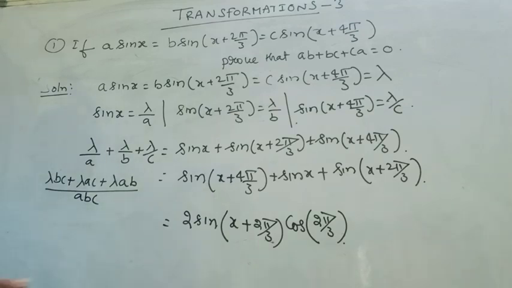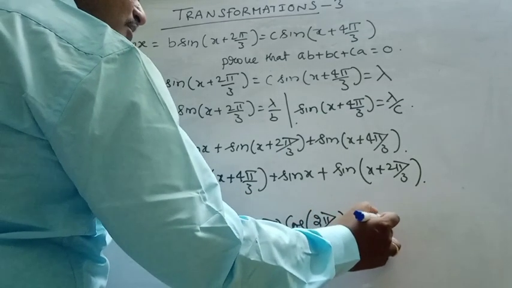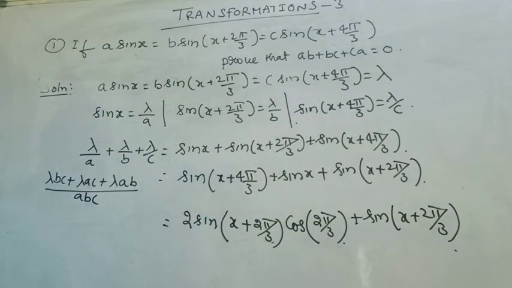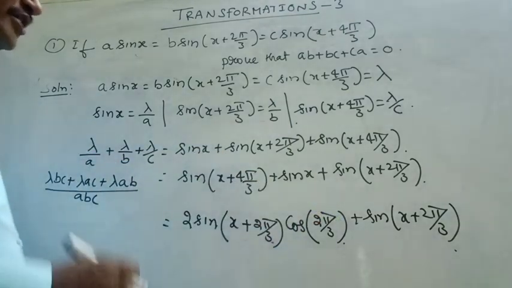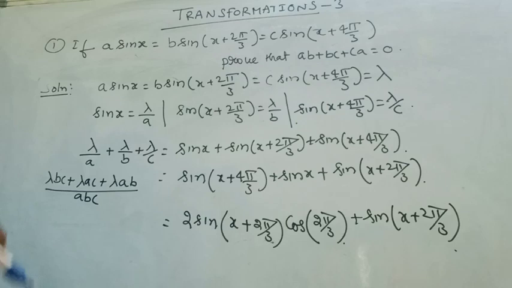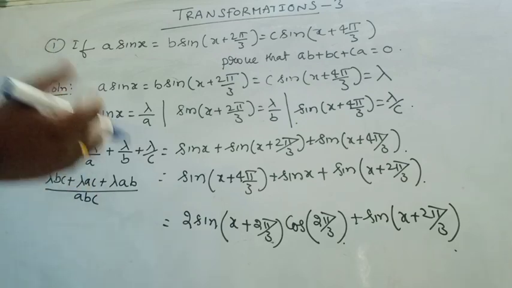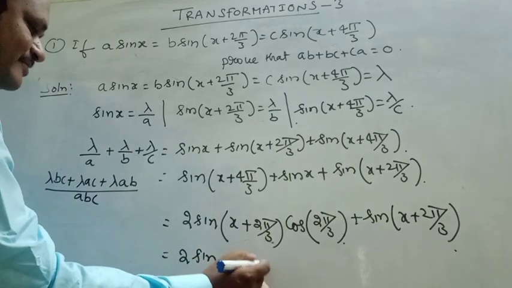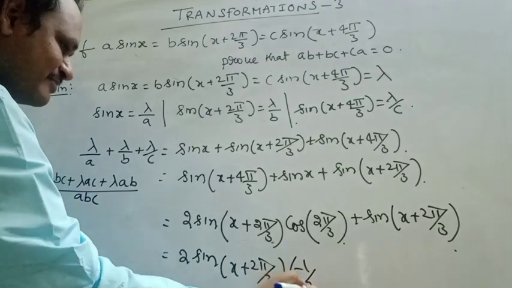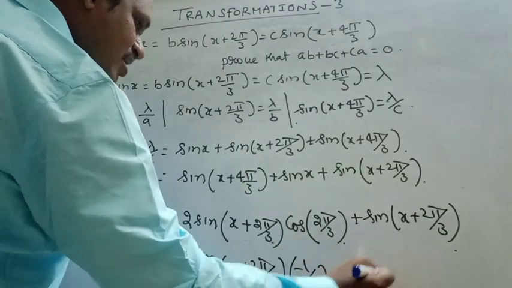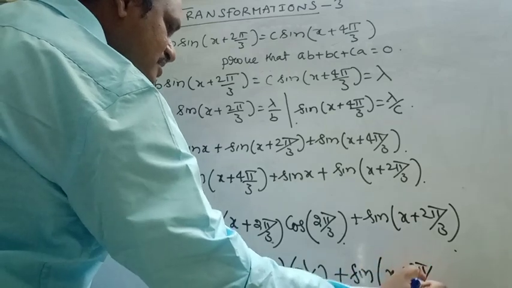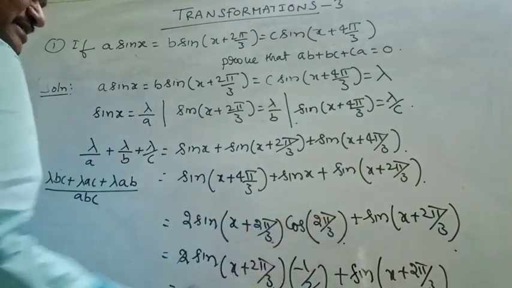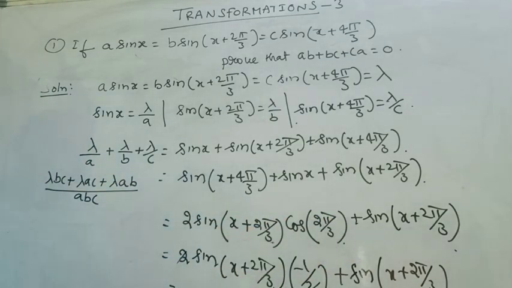Now this is equal to 2 sin of x plus 2 pi by 3 cos 2 pi by 3, plus sin of x plus 2 pi by 3. Now cos 2 pi by 3 is cos 120 degrees, which is cos of 180 minus 60, that is minus cos 60, that is minus 1 by 2. Therefore this becomes 2 sin of x plus 2 pi by 3 into minus 1 by 2, plus sin of x plus 2 pi by 3. Now these two cancel: minus sin of x plus 2 pi by 3 plus sin of x plus 2 pi by 3 is equal to 0.